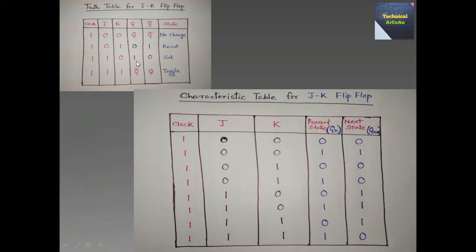So in the truth table, J is 1 and K is 0, and Q will be 1. Now the last combination, when J and K are both 1, for present state 0 or 1, we get the next state just reversed. This is the toggle condition: when the present state is 0, the next state will be 1, and when the present state is 1, the next state will be 0.